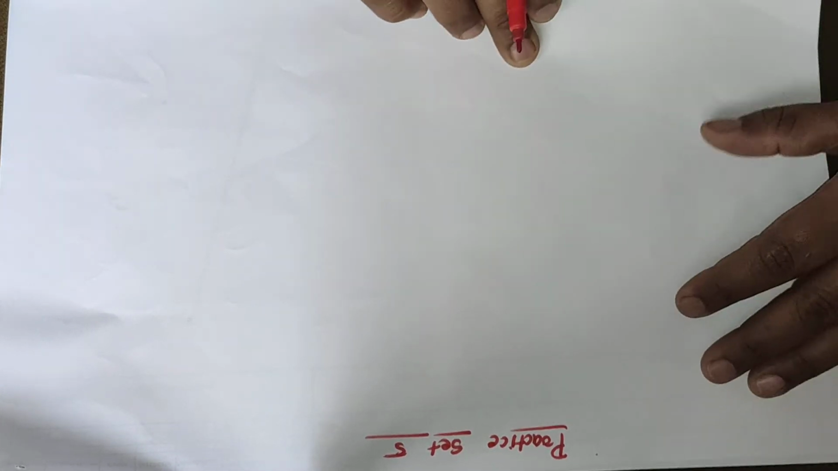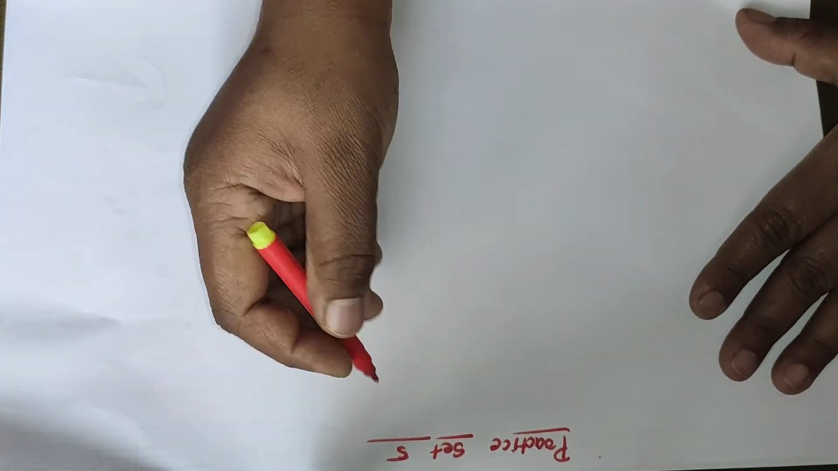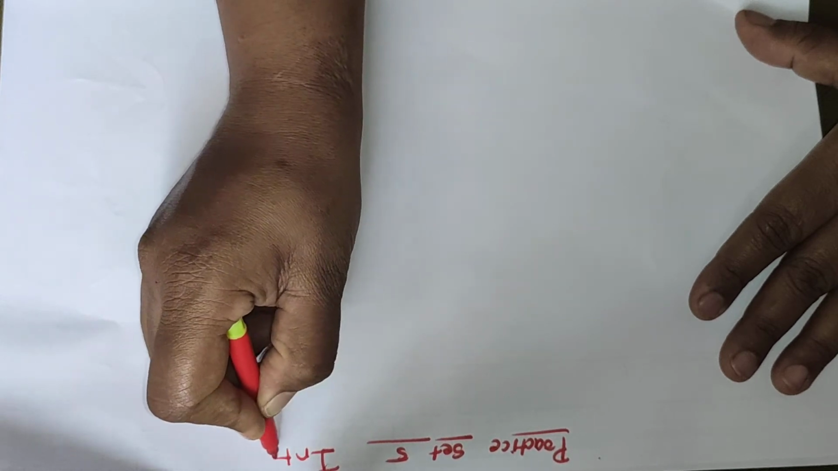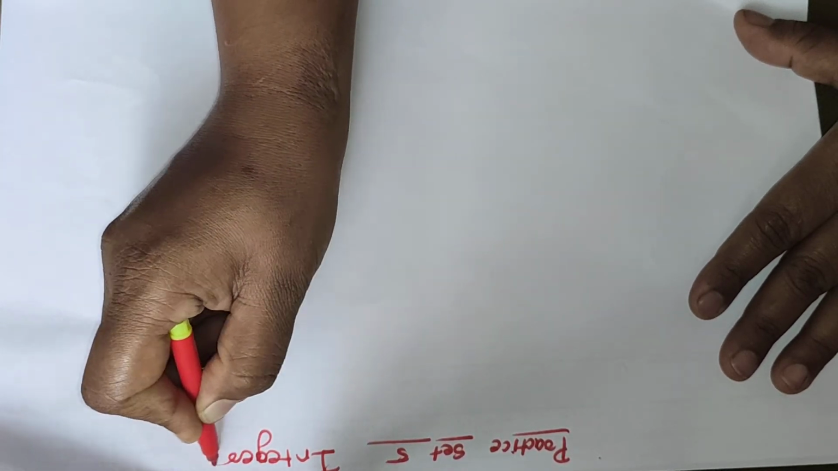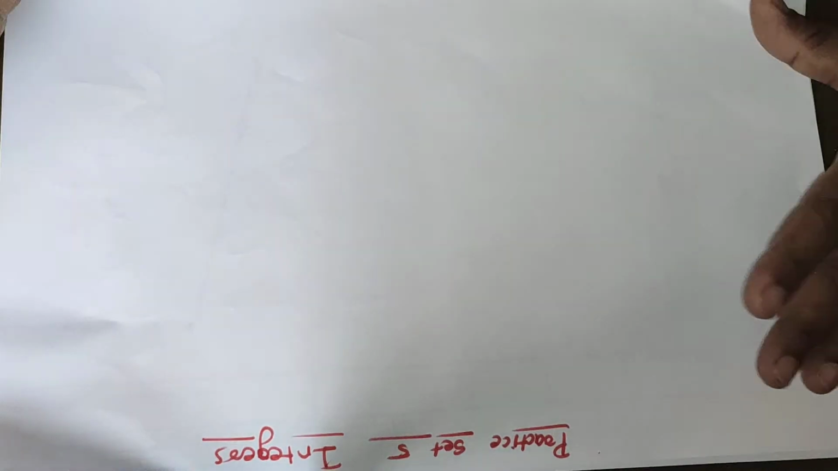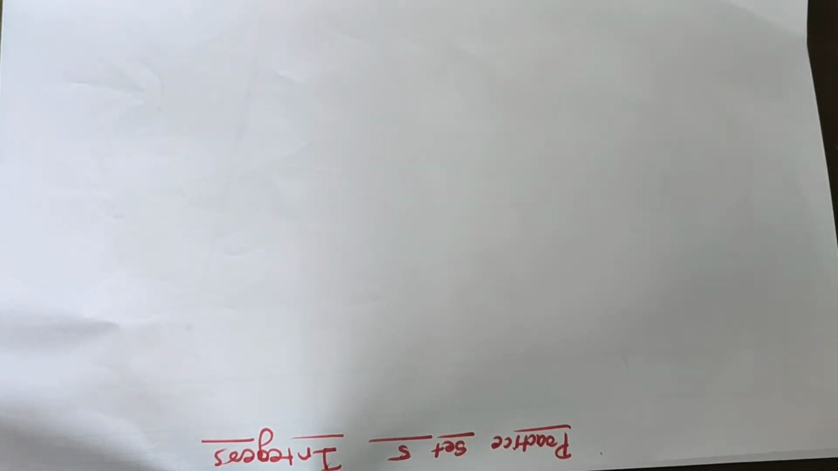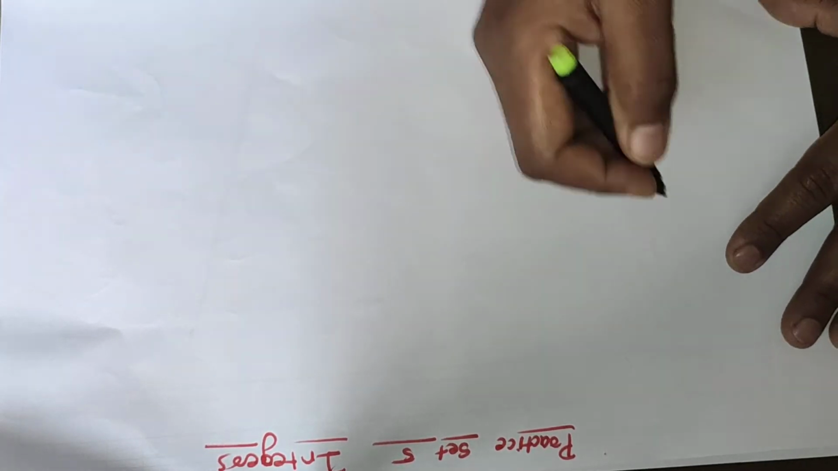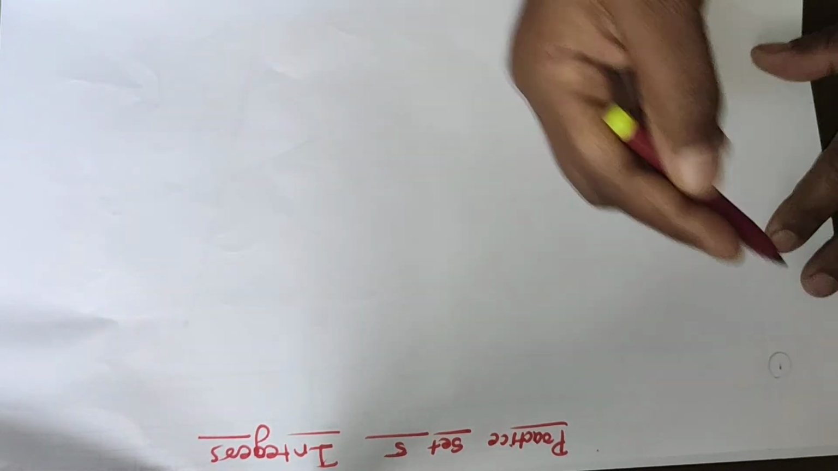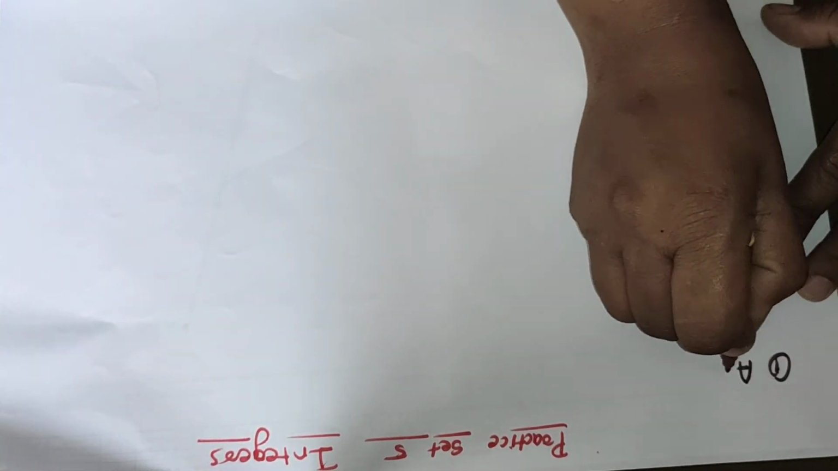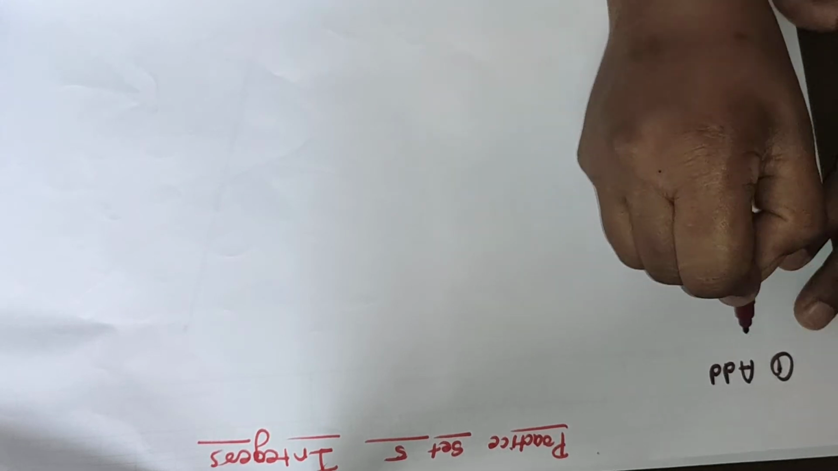Hello children. So, continuation with the integers. We will solve today practice set number 5. In practice set number 5, the first question is the addition of these integers. So first question, what they gave here? Add.